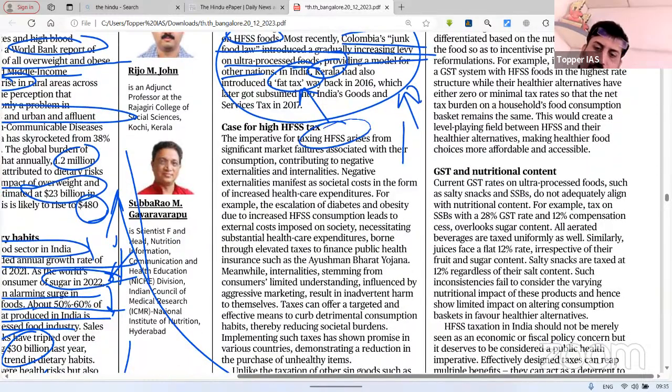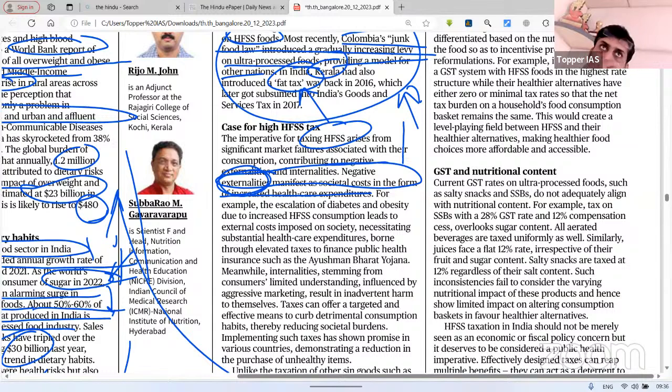So why is it important? They are saying that negative externalities manifest as a social cost in the form of increased healthcare expenditure. So obviously, what is the meaning of externality? Externality means the side effects of it, whether positive or negative. Something that is created indirectly, that's why it is called an externality.